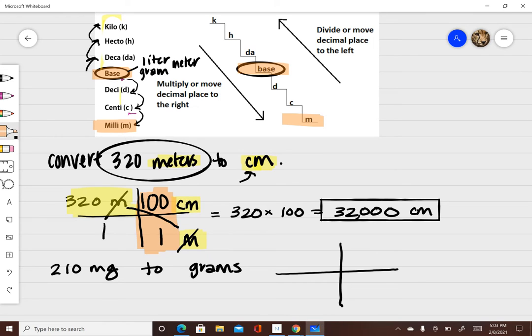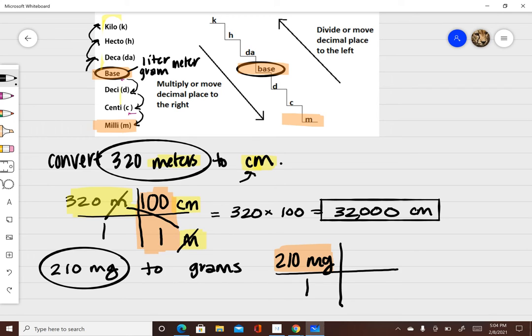Okay, and my setup is the same. What goes in the top left corner? My given measurement from the problem. So I'm starting with my 210 milligrams. I'm including my unit. What goes underneath it? A 1. So it's in fraction form.